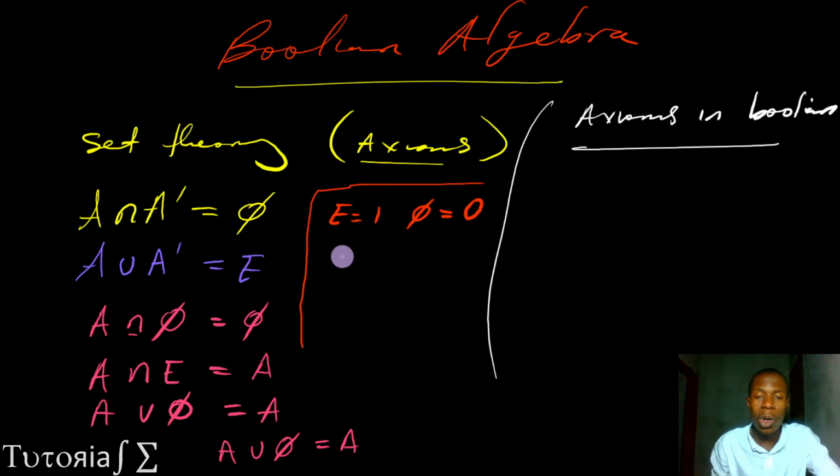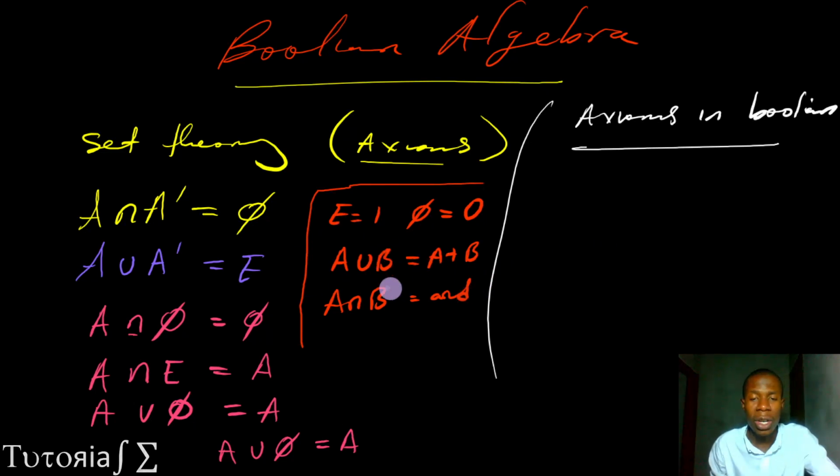What you should also know is that A union B simply is equal to A plus B. Because two events are mutually exclusive in Boolean algebra, A union B is equal to that. And we have intersection, which is represented by the AND gate. So A intersection B is represented by AND. This is the information that you should have.